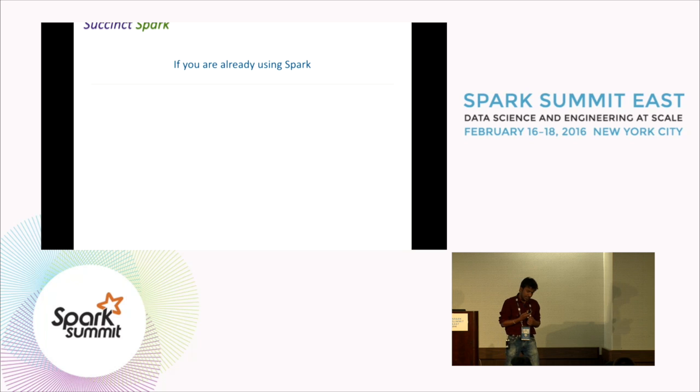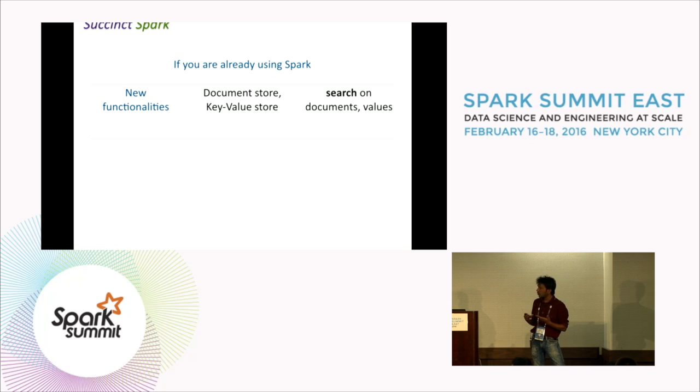Okay, so I want to say a little more about Succinct Spark. When is it interesting? I talked about systems like Elasticsearch, right? There are two cases where Elasticsearch is interesting. One is where you want really high throughput. The other one is where you want really low latency. So if you're already using Spark, then Succinct Spark allows you to get these new functionalities without scans and do very powerful functionalities.